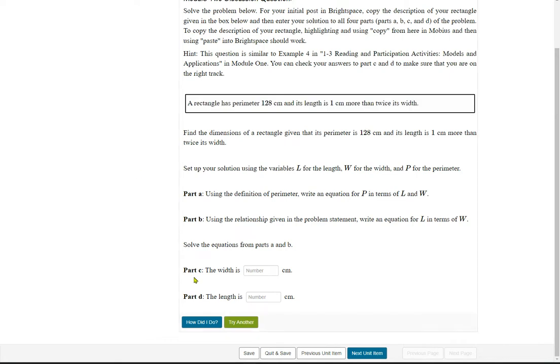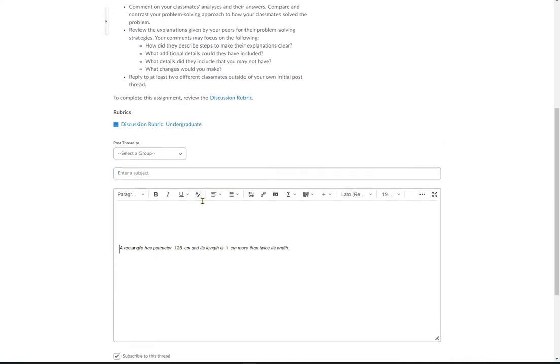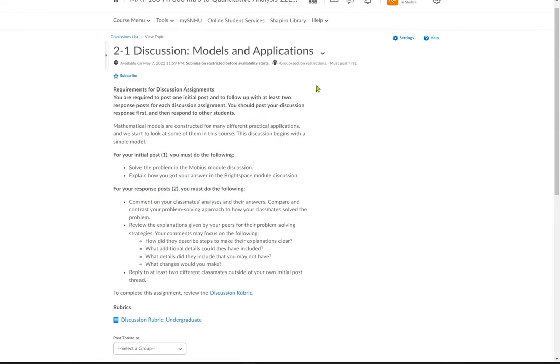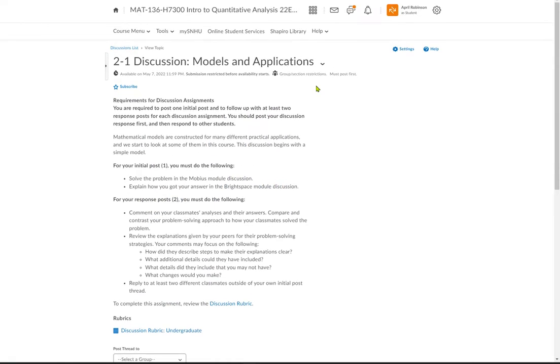Okay? And then part C and part D is where you actually give the answers for the width and the length, and don't forget the units, like centimeters. So you can actually plug your answers in here and see if you got them right before you jump back to Brightspace and start typing in all your work. Okay? Big hints there. So that's my second video for you, and I'm going to be doing one more which will explain how you can make your post pretty.